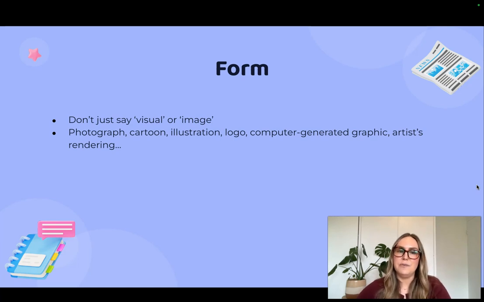So the first thing to look for when you are looking at your visual or image is try and identify the form. Is it a photograph? Is it a cartoon? Is it an artist rendering? And oftentimes this will be mentioned in the background information.